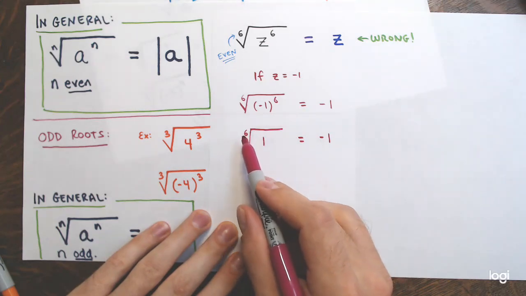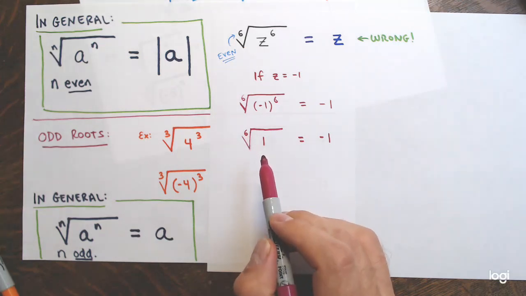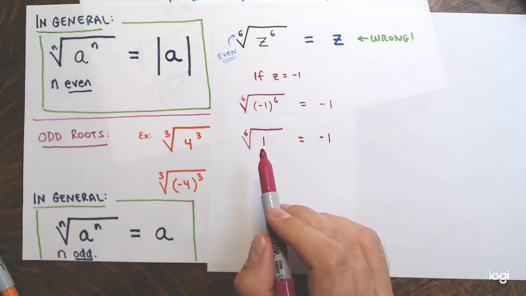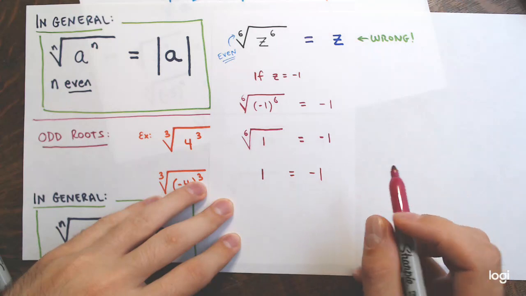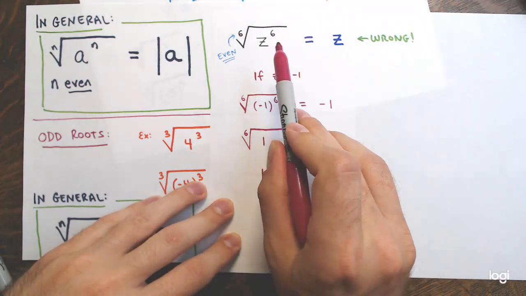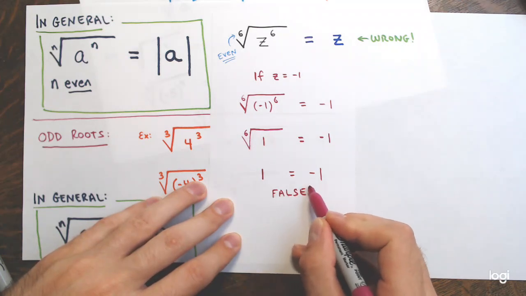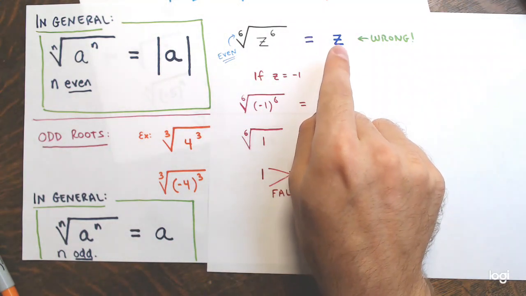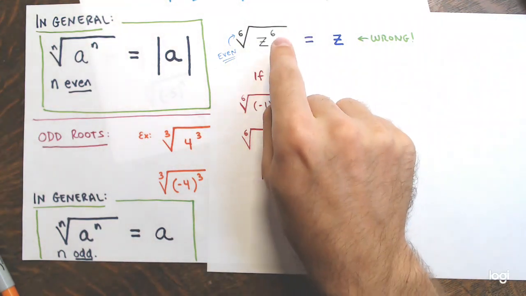And remember, I've said this a bunch now. When you see this radical symbol and there is an even index, what you're asked for is the non-negative sixth root of 1. So what's the non-negative number that when raised to the 6th power gives me 1? That would just be 1 itself, positive 1. That's not negative. So when I plug in negative 1 for z here and here, I'm getting 1 equals negative 1. That is false, right? So the statement I set up here is wrong if you just undo the roots and the powers and say it's just z.